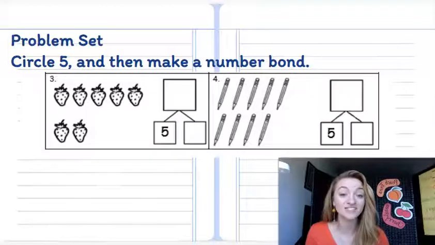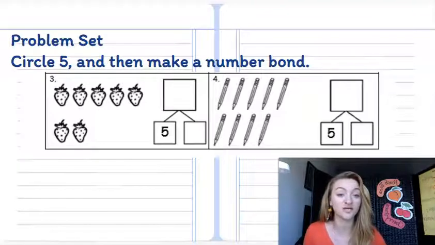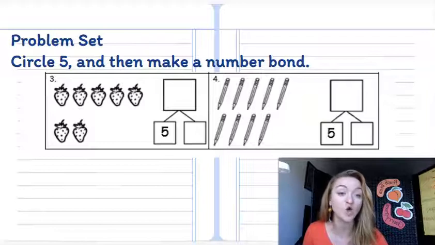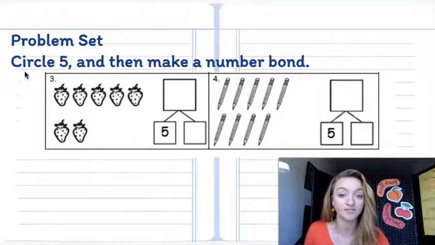Now we have the rest of our problem set. So what I'm going to do is I'll read you the problems, and then I'll give you a moment to press pause so that you can copy them down, and then you can press play again when you've solved the problems. So for our next 2 problems, you're going to circle 5 and then make a number bond. I'm going to pause now so you can pause.